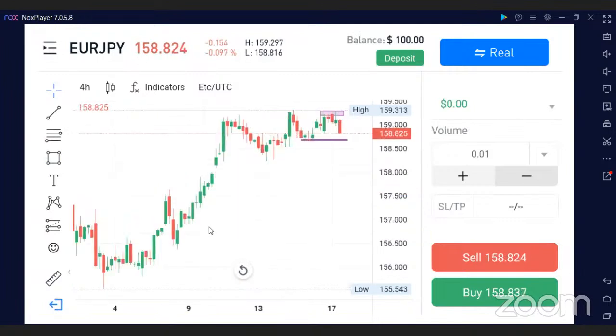So now that I'm in my 4 hours, you see that the market has been going up for a while. The market has been bullish for a while. I remember I said bullish is for uptrend. So the market has been going up for a while.